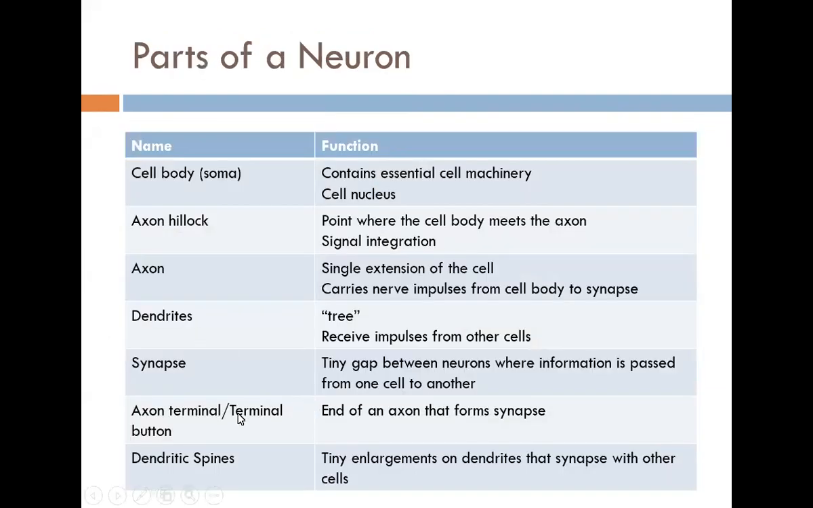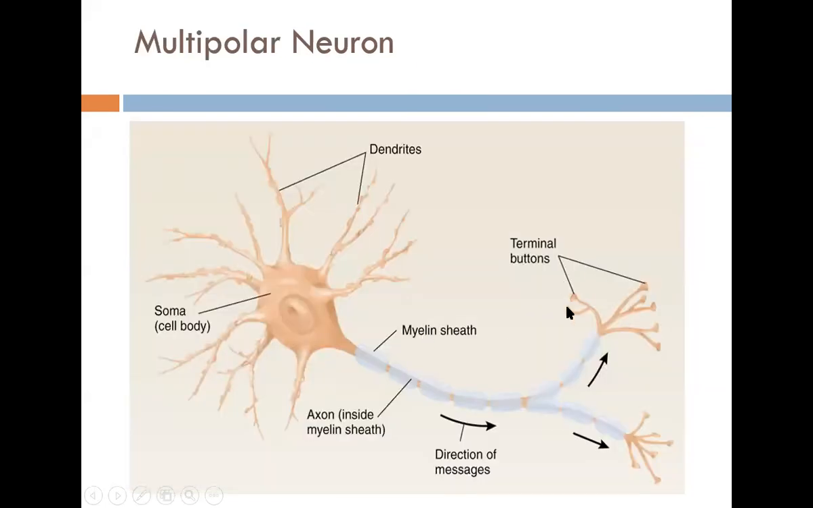Then we have the axon terminal or terminal button, and this is the end of the cell that leads to the synapse. Now, some people like to use the word bouton, terminal bouton. I think that sounds rather pretentious, so I'm just going to call it a terminal button. But if you hear the word bouton, and sometimes a variation in spelling, just know that's also an accepted way to talk about it.